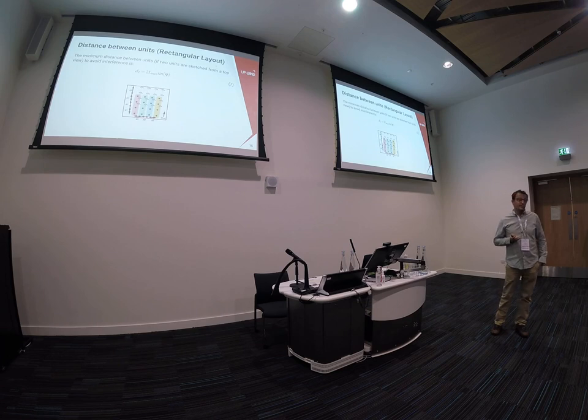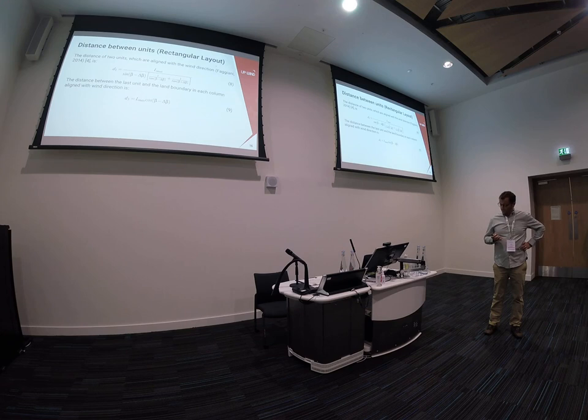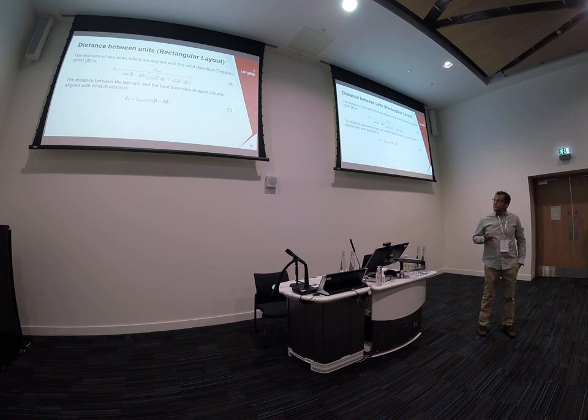We also consider the distance between units. When we consider the orthogonal direction to wind direction, we have this distance d2 in equation 7. For two consecutive units aligned in the wind direction, we have the equation defined in Fagiani 2014, and we also consider the distance between the land boundary and the nearest unit. This is the minimum distance given in equation 9.